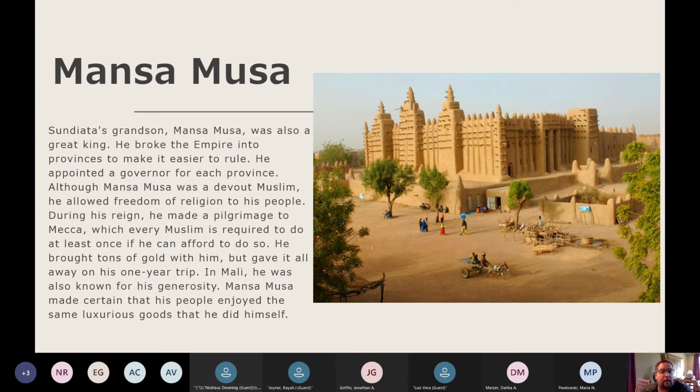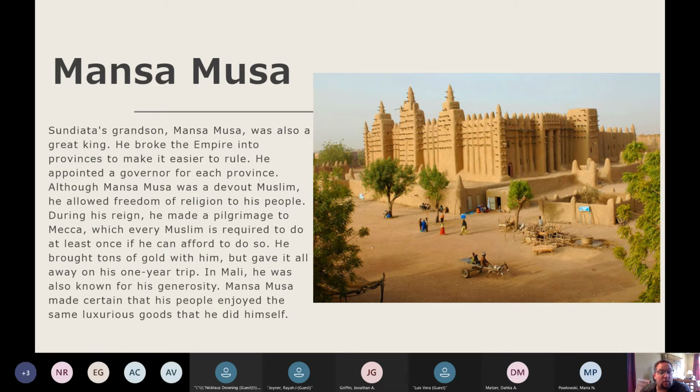Then came Mansa Musa, and it was his grandson. Mansa Musa was also a great king. He broke the empire into provinces to make it easier to rule, and he appointed a governor for each province. Although Mansa Musa was a devout Muslim, he allowed the freedom of religion to his people. And during his reign, he made a pilgrimage to Mecca, which every Muslim is required to do at least once, if they can afford to do so.